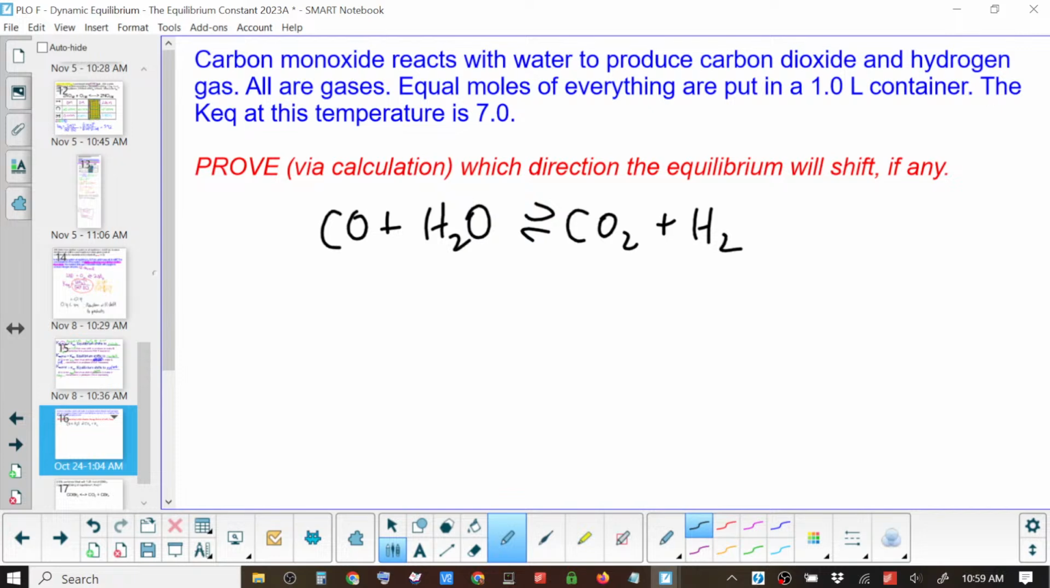Is that the question? Yes. And then looks like everybody successfully wrote the KQ equation.